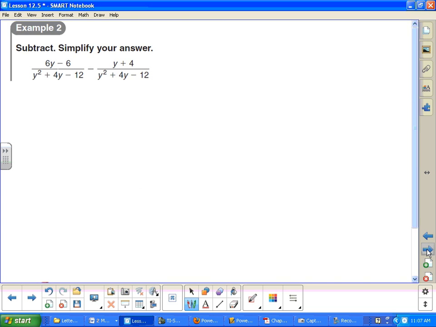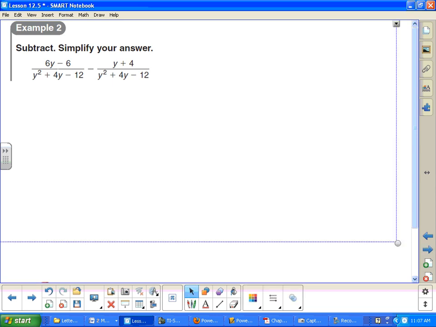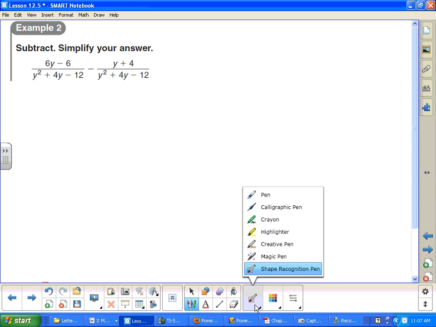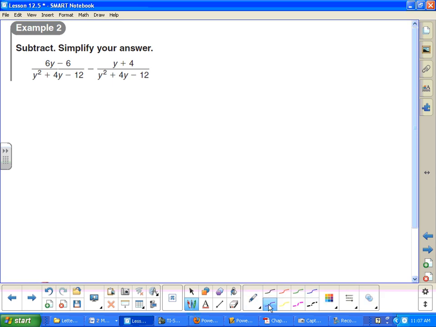Subtracting. Now, when we're doing subtracting, it adds a little bit of change to it that we have to be careful about because of the subtraction with our problem. So first thing, we'll write the whole thing over our common denominator, and then we'll work from there.